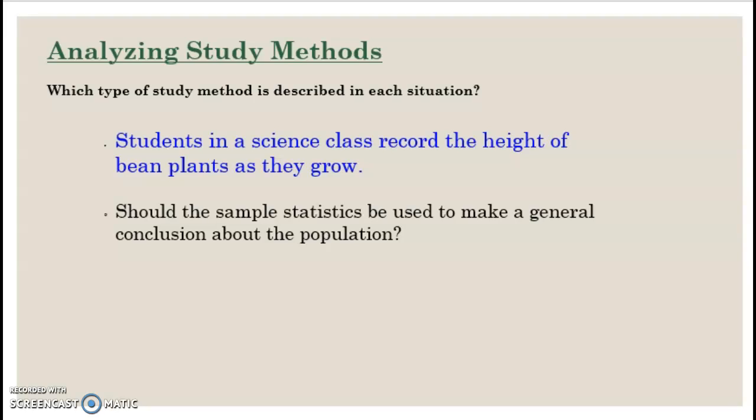Should the sample statistics be used to make a general conclusion about the population? Probably not, because they aren't testing anything. They could have different amounts of sunlight, water, fertilizer, any other things, but they're not checking anything. They're just observing.